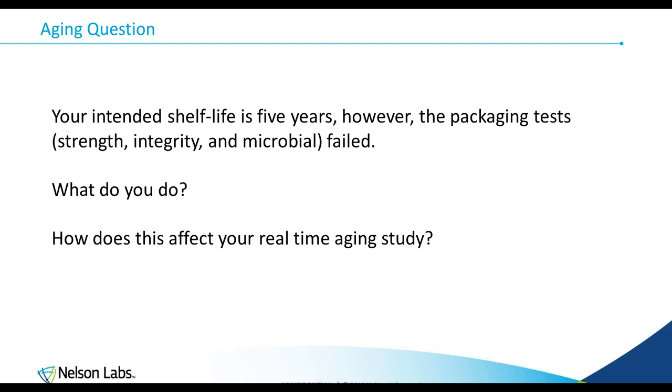So let's say you're required to do five-year aging, and then at the end of the aging, your package failed. Well, what do you do? How does this affect your real-time aging? What our recommendation is, if you have extended shelf lives, to do pulls at shorter intervals. For example, if you have a shelf life of 5 years, do a pull at 1 year, do a pull at 3 years, and then do your final five-year validation. So if your five-year package validation fails, then you can always fall back on a three-year shelf life and a one-year shelf life.